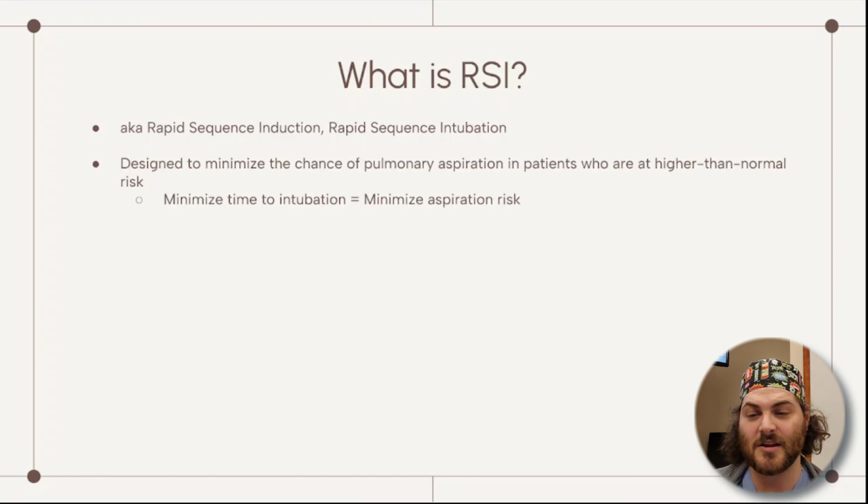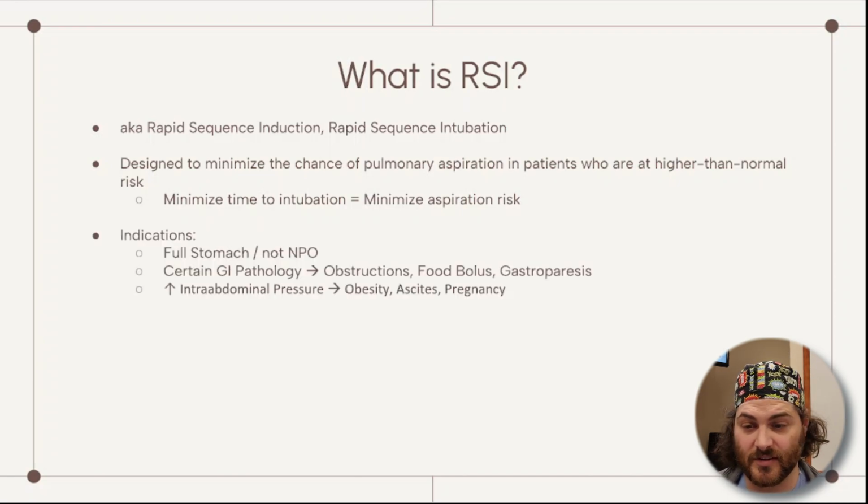So what is this for? It's designed to minimize the chance of pulmonary aspiration in patients who are at higher than normal risk. So basically, the quicker I can get them asleep and put an ET tube in their airway, that's going to minimize the aspiration risk. Aspiration risk is usually tied to time until tube, right? So I can put you to sleep with a full stomach, but I probably have to do something relatively quick. Is this foolproof? No. There's still a risk for aspiration even with an RSI. But this is the proper way, kind of the board answer, if you will, on how to take a patient with a full stomach and put them off to sleep.